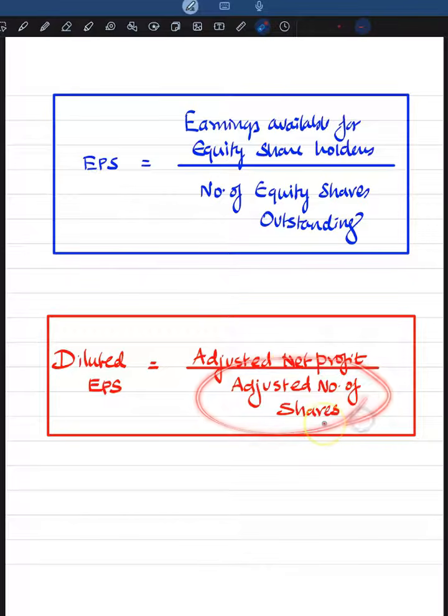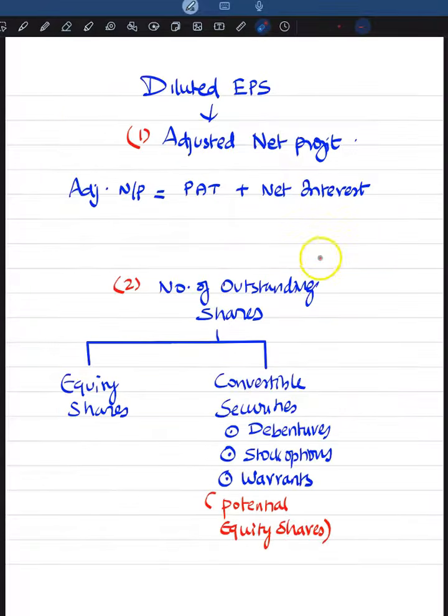And the denominator is adjusted number of shares. That is, basically we will be carrying the number of outstanding equity shares. But what is the adjustment that is coming in? See, companies will also issue convertible securities like debentures, stock options, warrants. The holders will be given an option to exercise or convert them as equity. So if they are going to exercise that option, then what will be the change in equity? Already they have certain number of existing equity shares plus potential equity shares. That's how we arrive at the number of outstanding shares in diluted EPS.